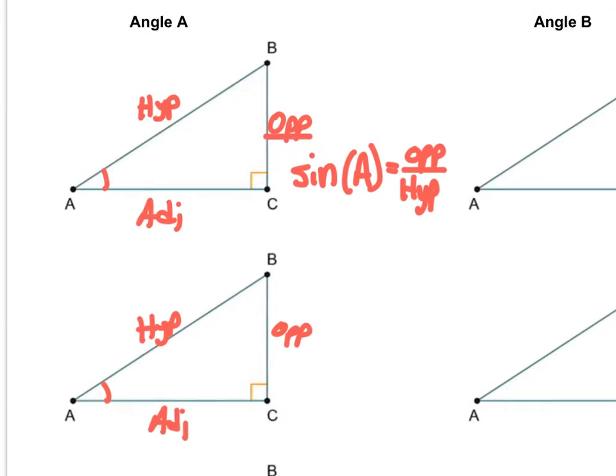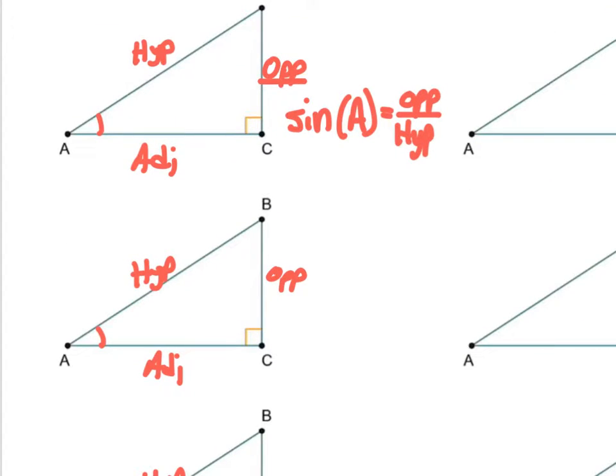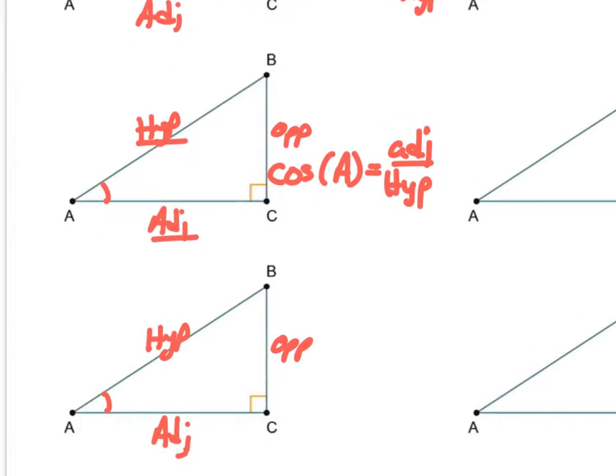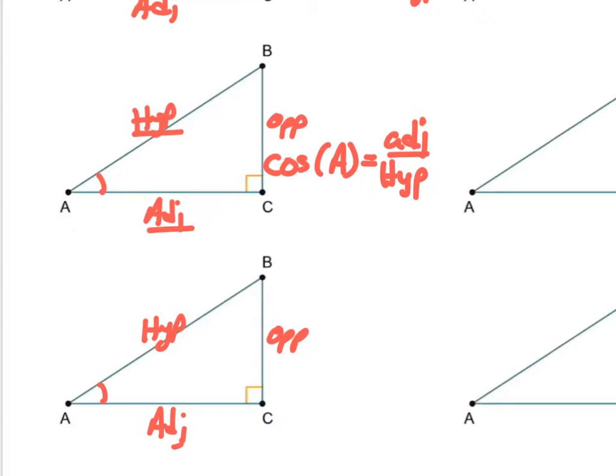Let's take a look at cosine of angle A. Cosine of angle A gives me my adjacent side divided by my hypotenuse. The last one that we have is tangent. If I take tangent of angle A, that gives me my opposite side divided by my adjacent side.